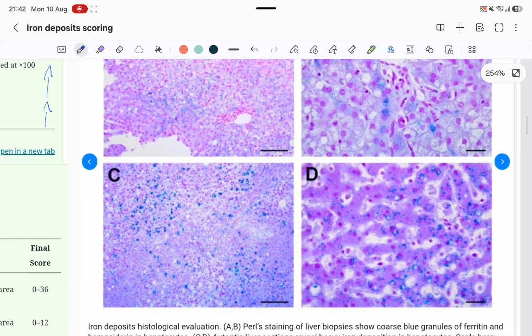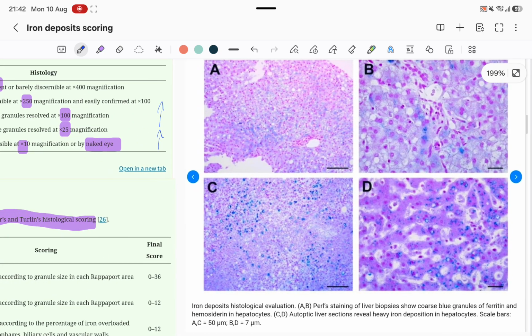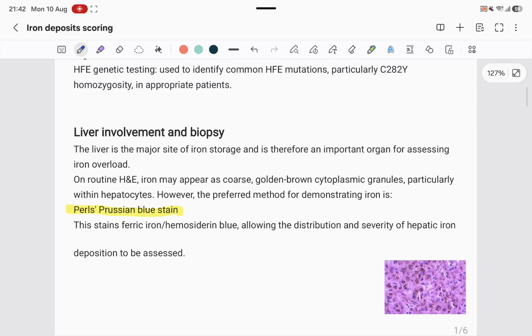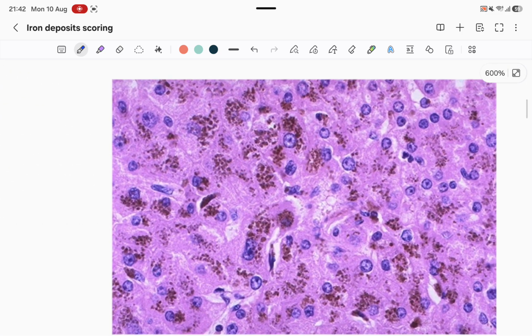These images are good to be recognized, and the type of stain is again Pearl's Prussian blue stain. This is what you see in H&E.